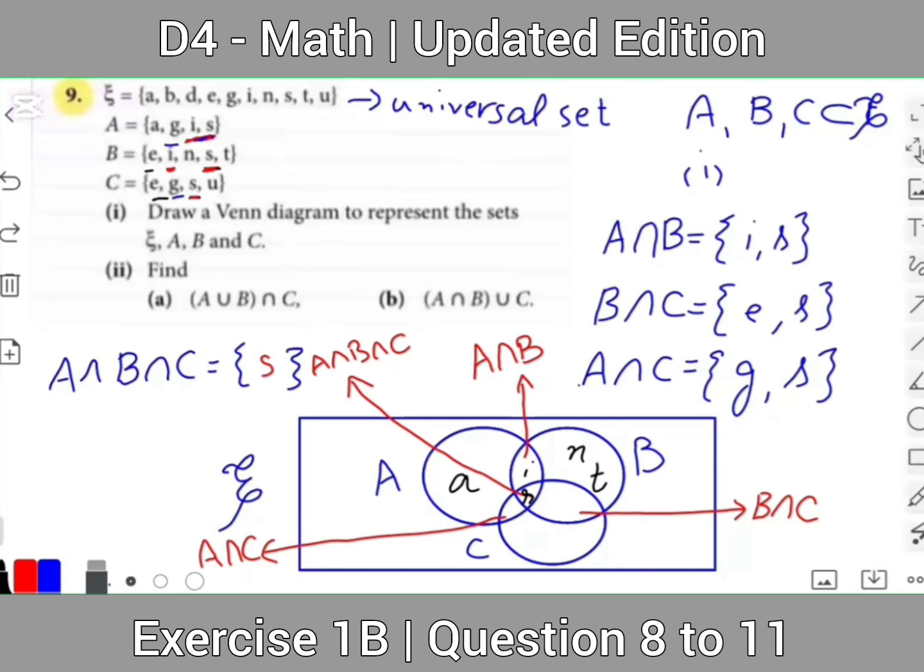Now B intersection C is E and S. So here E will go in the B intersection C region. Now A intersection C is equal to G and S. So here we have G, and the remaining element in the set C will be U. So this is the 3-set Venn diagram representation. That gives us the information about the different regions within no time.